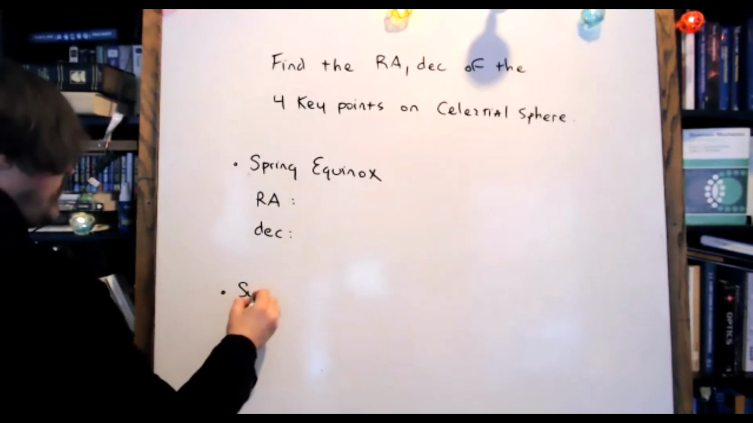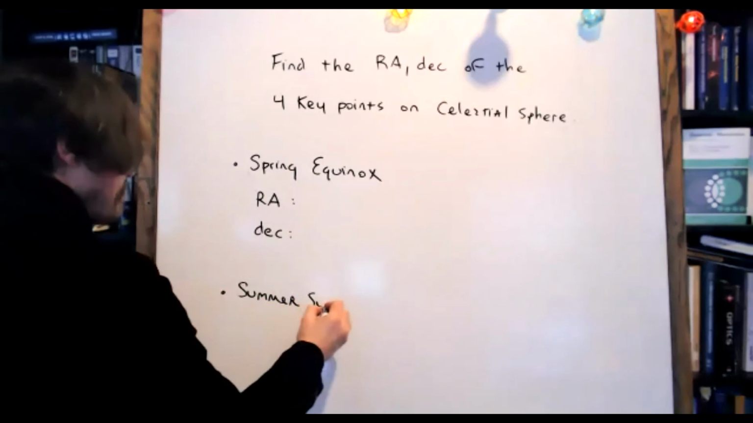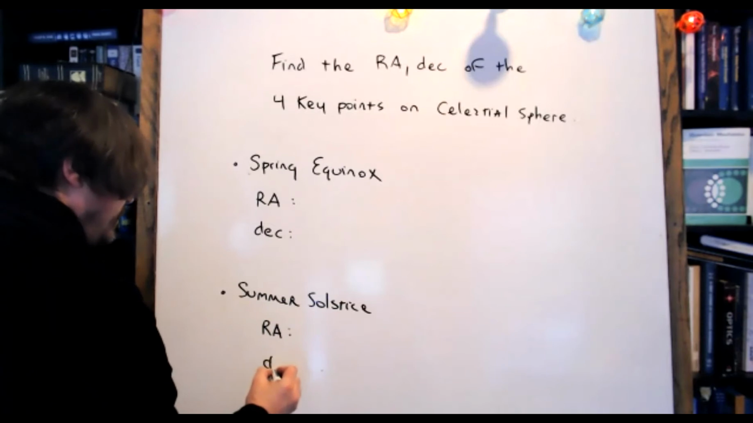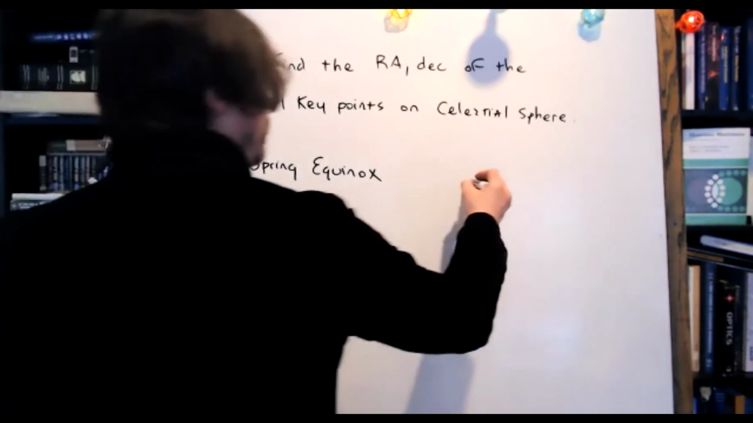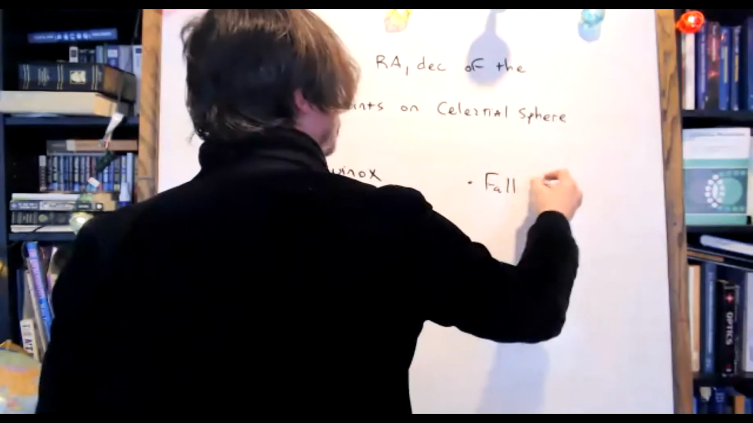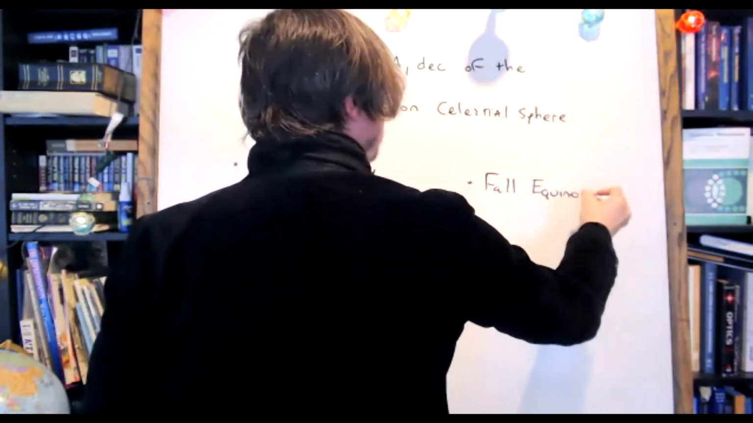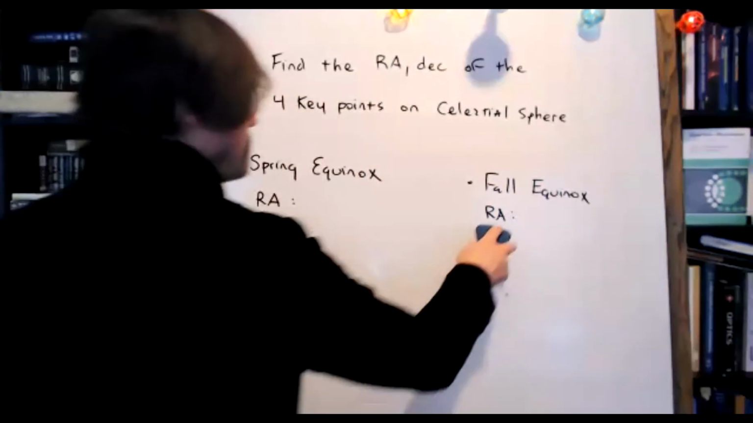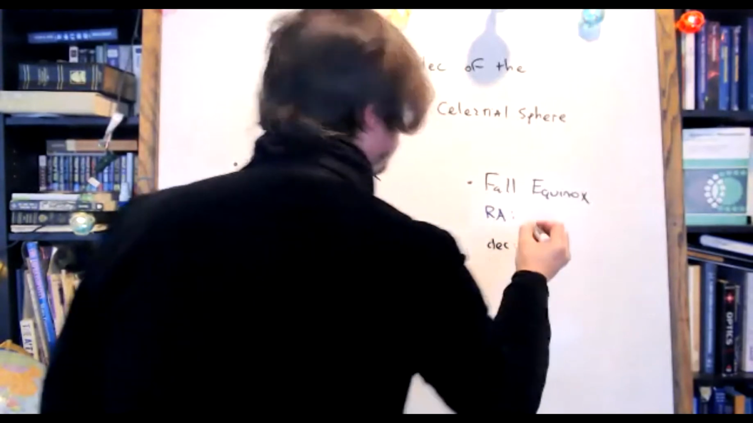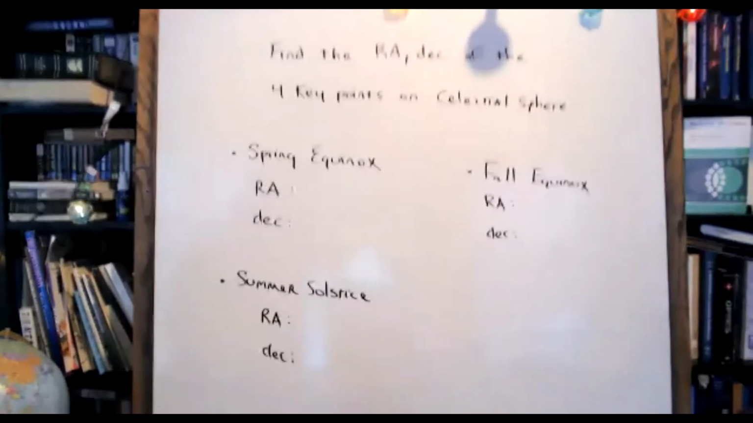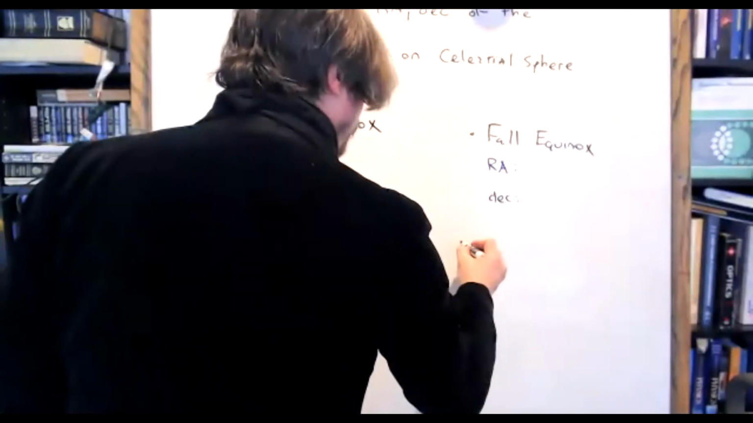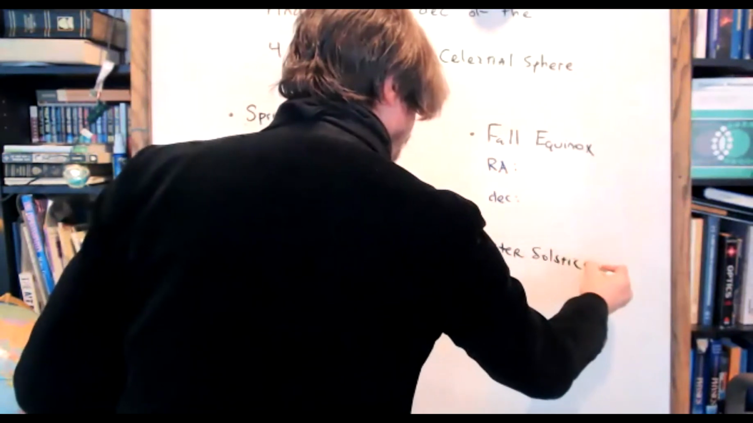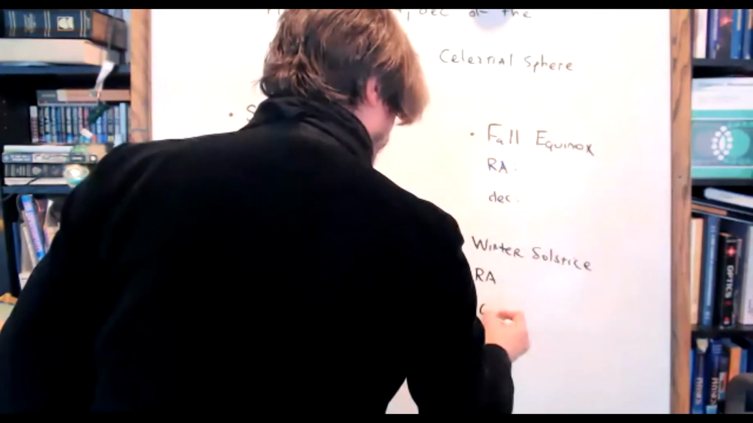We have the summer solstice. We have a right ascension and a declination. We have the fall equinox, right ascension, declination. I'll show you guys a picture in just a second that will help. I'm just kind of setting it up for you, okay? And then we have the winter solstice. Right ascension and declination.